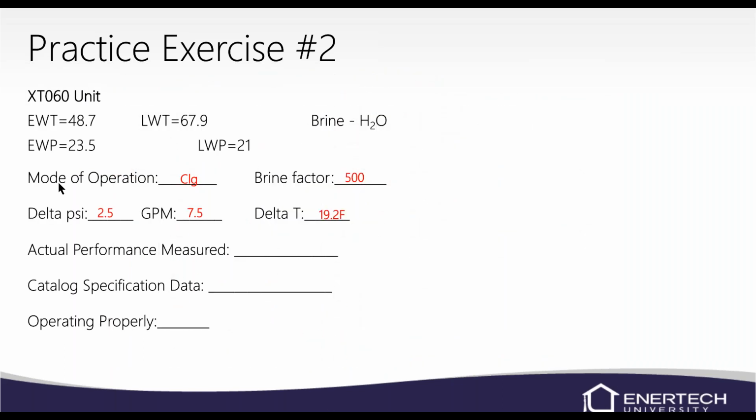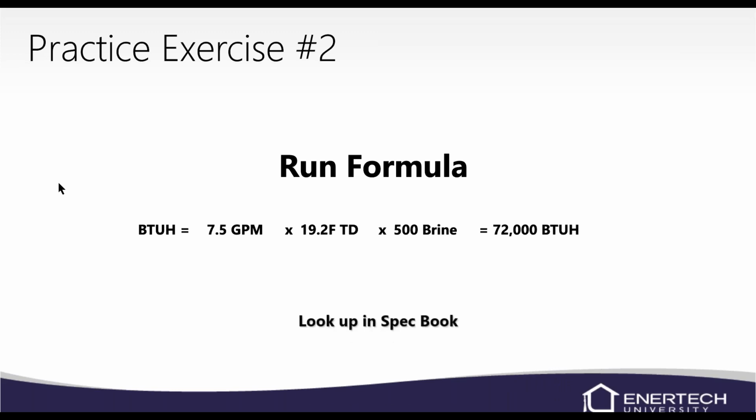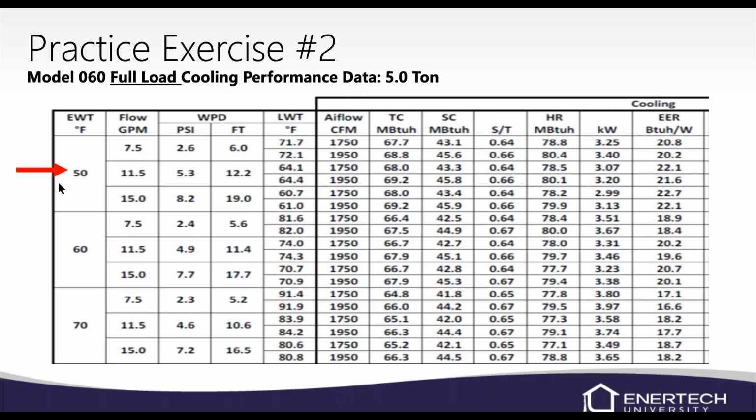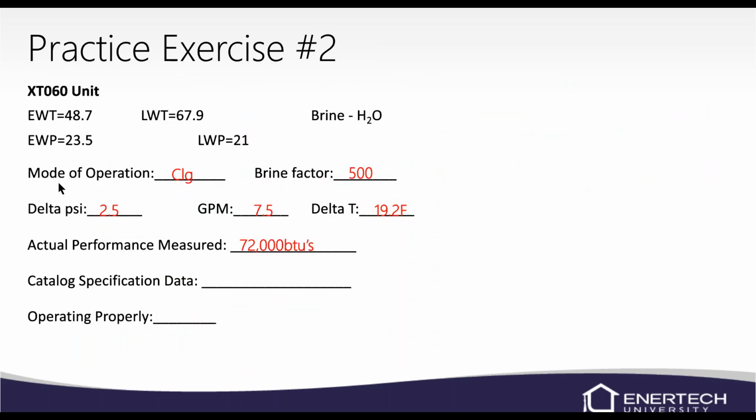So now we know our GPM, we know our delta T, we can basically just complete the calculation. So our GPM and our temperature difference and our brine factor. Multiply those together, that gives us 72,000 BTUs. Again, just a number until we compare it. So we're looking at the IOM, again, 50 degree, 7.5 GPM, 1950 CFM. That's 80,400 BTUs. So we measured 72. Catalog specs for 80,400.